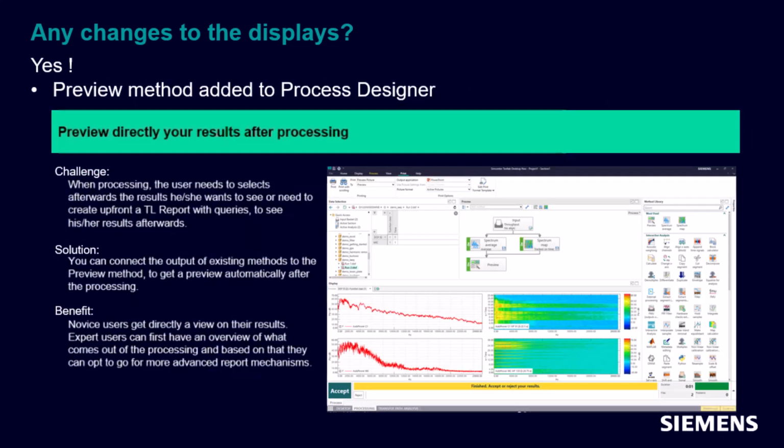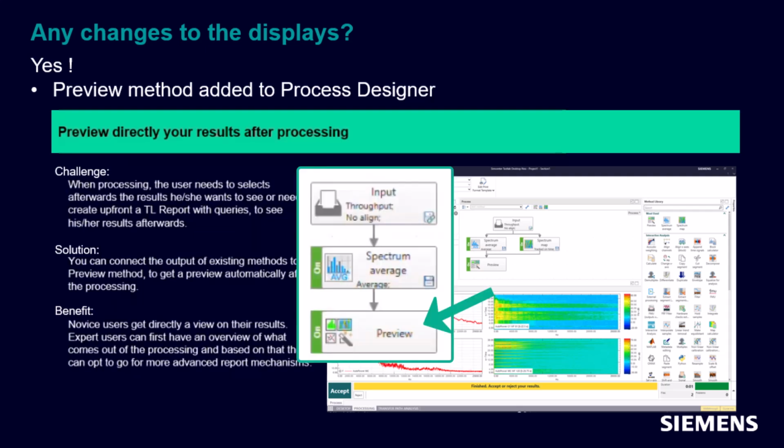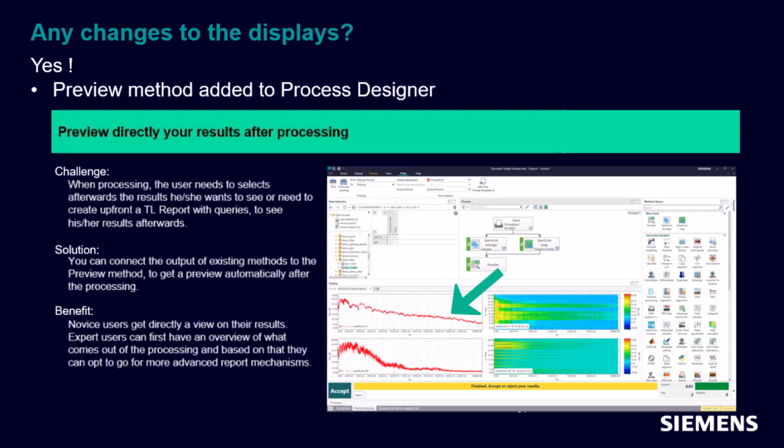The other thing we did is we added a preview mode to the process designer. So basically, I can create a preview method in the process designer, and I can connect my spectrum averages to it. And then when I run the process, it's going to automatically create a preview for all of the spectrum averages passed to it into the preview method.